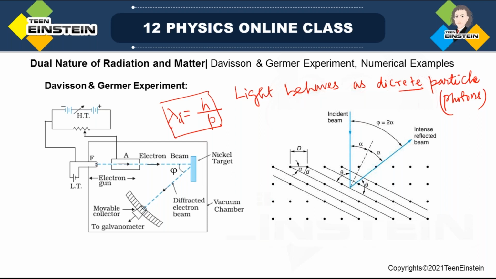So this lambda is sometimes denoted as lambda d, to denote the de Broglie wavelength. And this wave actually is not an electromagnetic wave. This is called matter wave. You might be thinking why I'm just repeating this again, because we need to know why this experiment was being done. See, in 1927, Davison and Germer designed an experiment to prove this hypothesis.